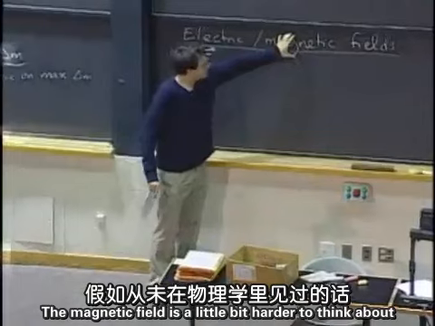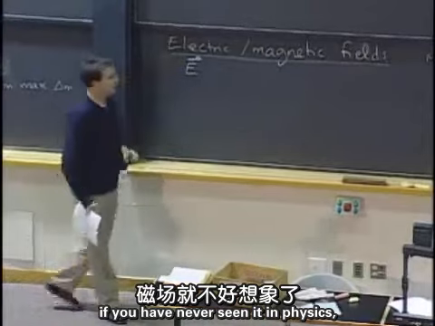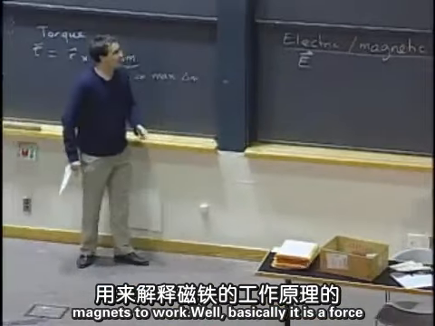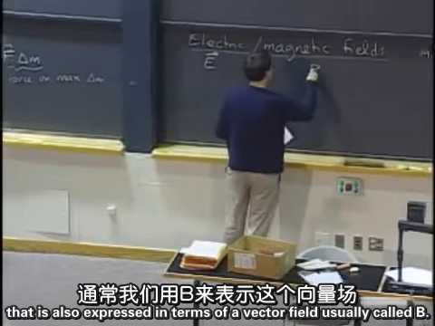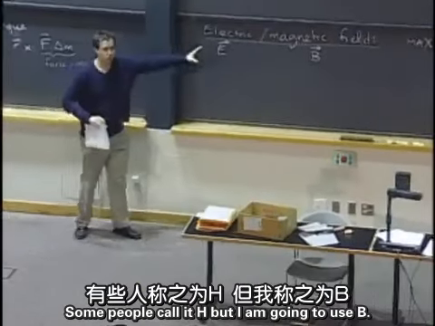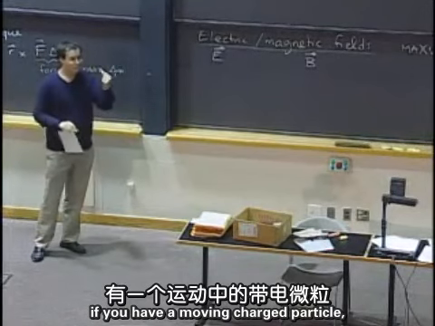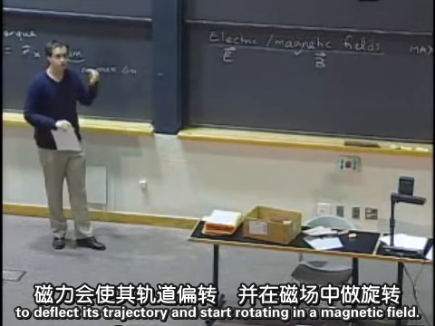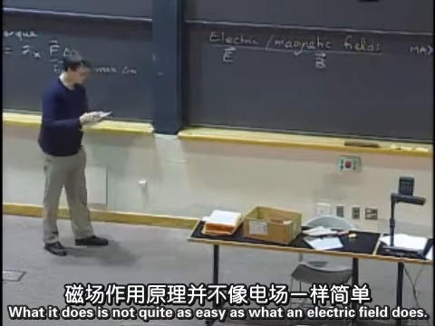The magnetic field is a little bit harder to think about if you've never seen it in physics, but it's what's causing, for example, magnets to work. It's a force that's also expressed in terms of a vector field, usually called B. Some people call it H, but I'm going to use B. And that force tends to cause a moving charged particle to deflect its trajectory and start rotating in the magnetic field. So what it does is not quite as easy as what the electric field does.